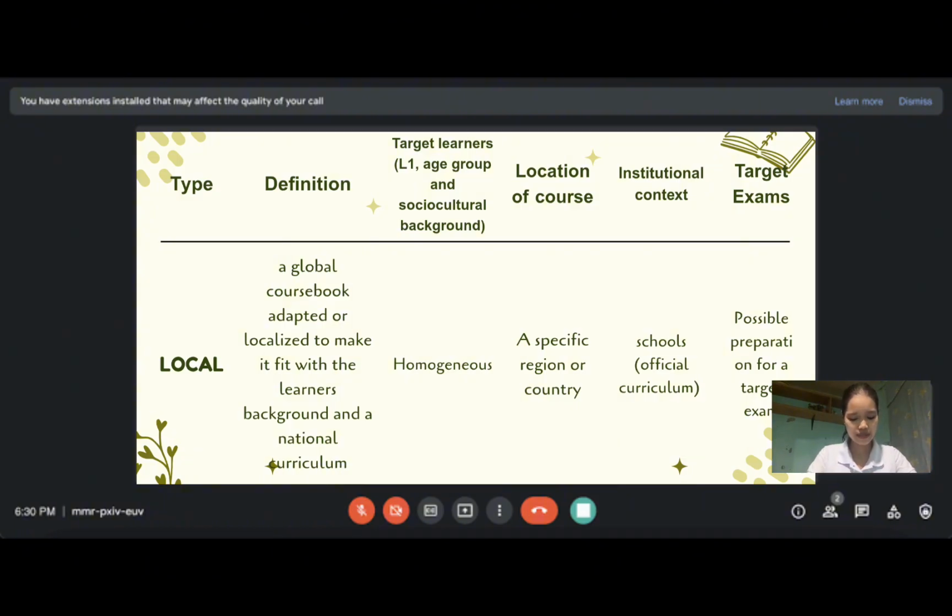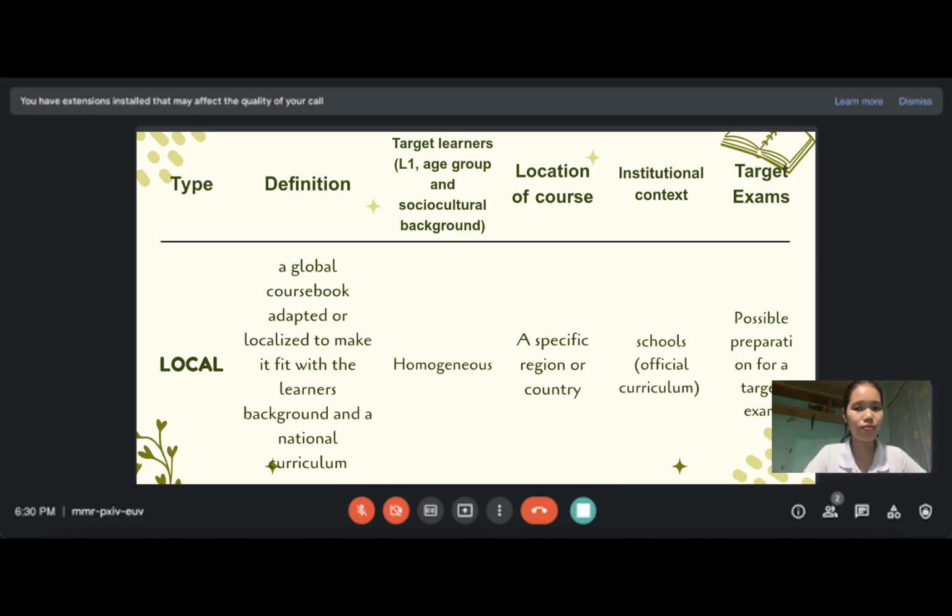Now, let's proceed to the location of course. For global, it is worldwide. It is not tied to a specific region or country, while local is a specific region or country. Now, for the institutional context, global is schools, language schools, and universities. An example of this is language centers or schools.